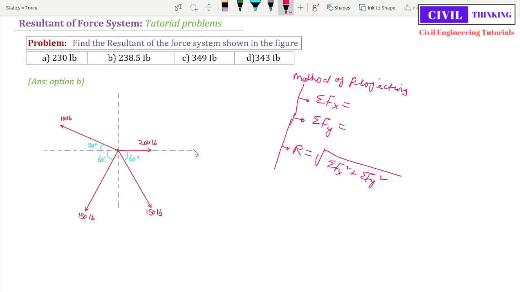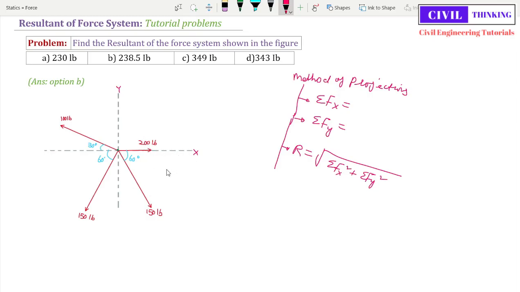Now let us assume this is the x-axis and this is the y-axis. We have to resolve all the forces in x and y directions. We will find the components of this force 150 pound in x and y direction. We will also find the components of the other 150 pound force, and of the 100 pound force along x and y directions, and 200 pound is already in the x direction.